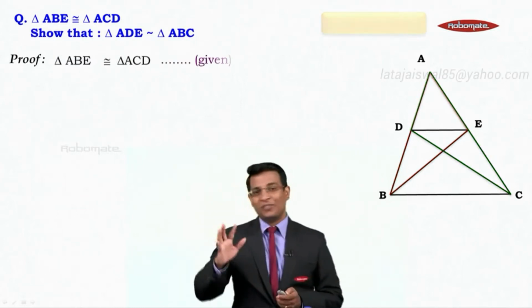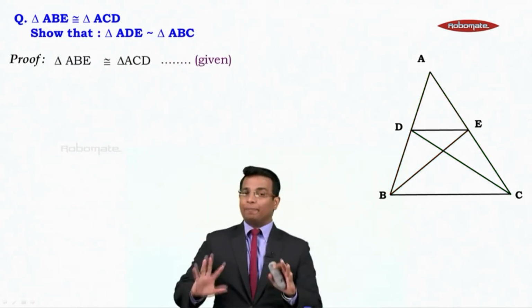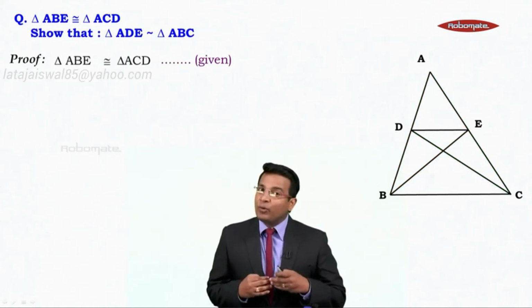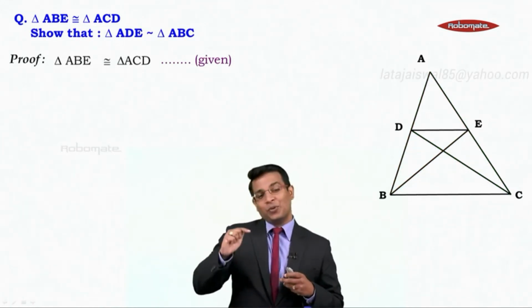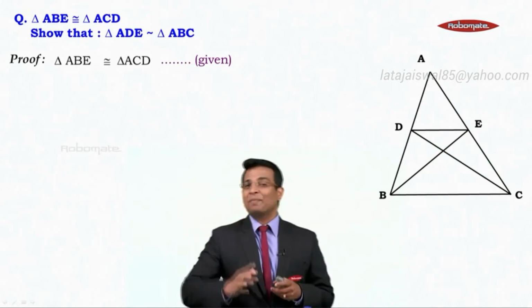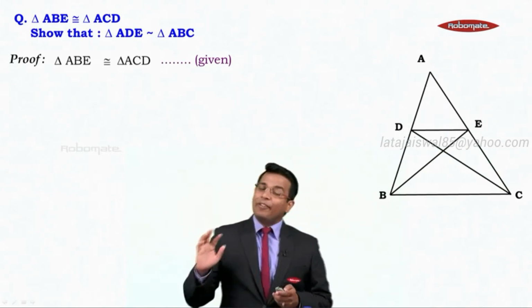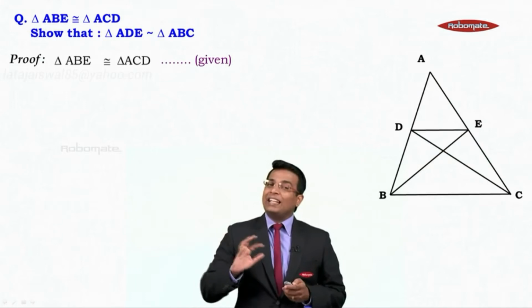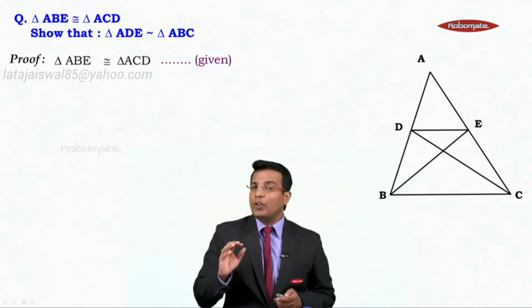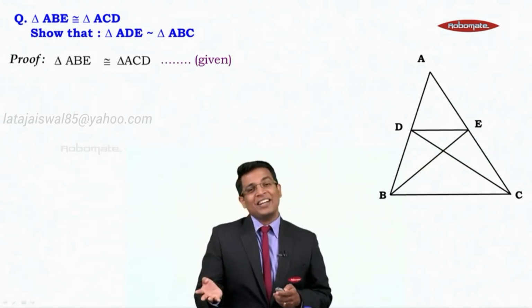What is the reason for this? We know the reason is given. We have it here. Now from this we need to use information so as to prove those two triangles similar, which we have to prove, right? Now first, we know when two triangles are congruent to each other, what do we know about their corresponding sides? We know that they are equal, right?